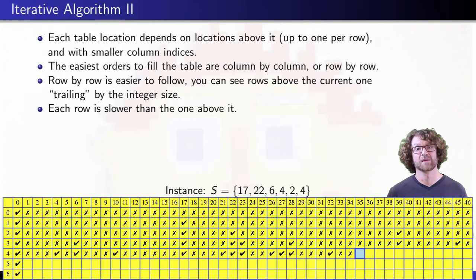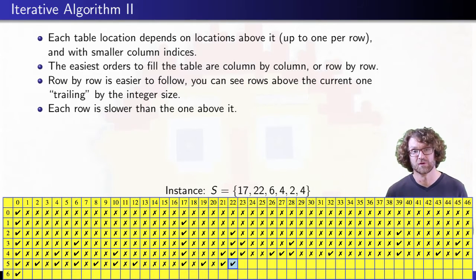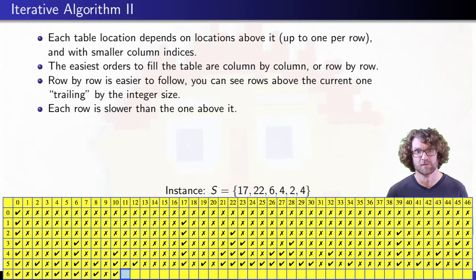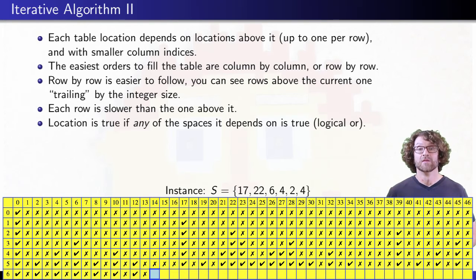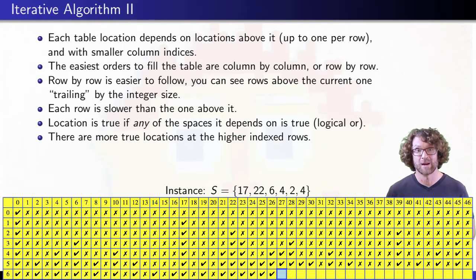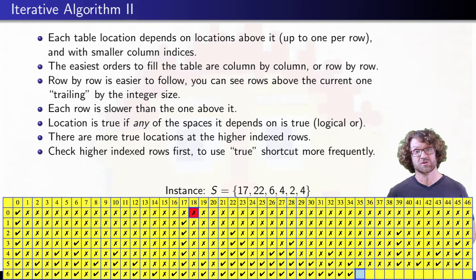Each location might be making up to 6 recursive calls, though any box that gets a true value will stop once it finds that true recursive call. Hey, there's an optimization right there. There are a lot more true values in rows at the bottom of the table than the top of the table. If we check those rows first, when we see one of those true values, we can return true and take that shortcut more often.